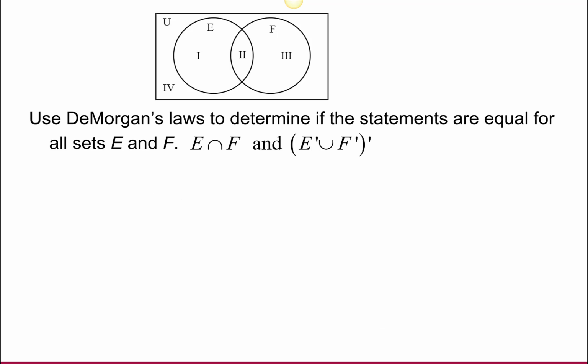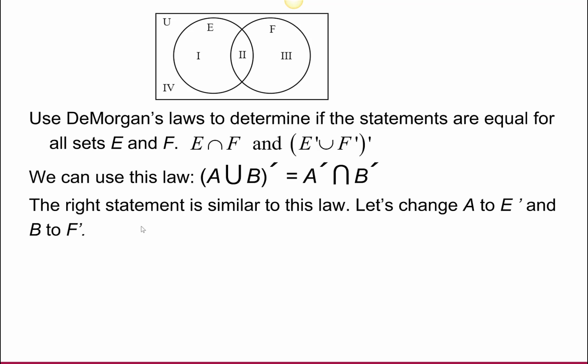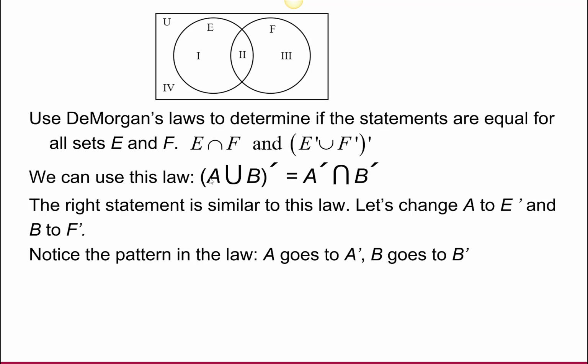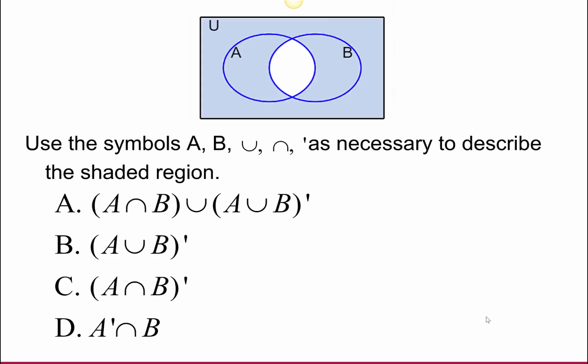Now I want to use De Morgan's law to show that this is true. So we can use this law. If you look at this statement right here, it's very similar to the right statement up here in the law. Let's change A to E complement, and we're going to change B to F complement. Notice the pattern. Up here we have A goes to A complement, B goes to B complement. So what's going to happen in our statement, E complement is going to go to E, F complement is going to go to F, and then finally, remember what happens, we go from a union to an intersection, so we've used De Morgan's law to also show those two statements are equal.